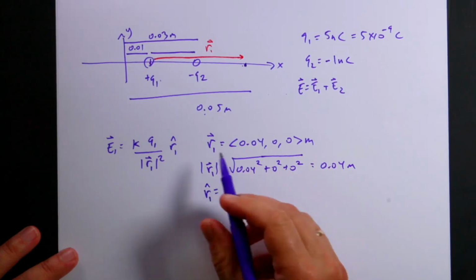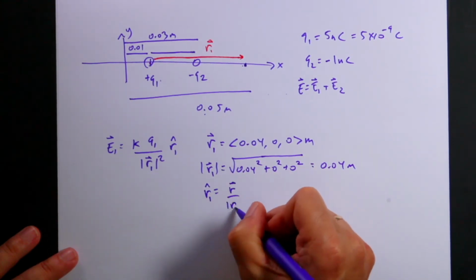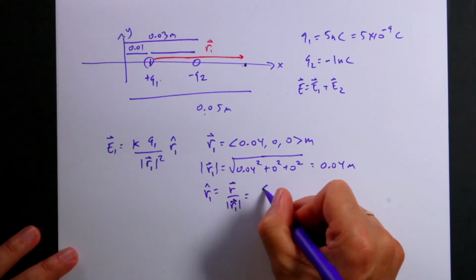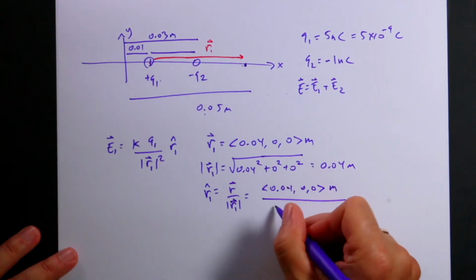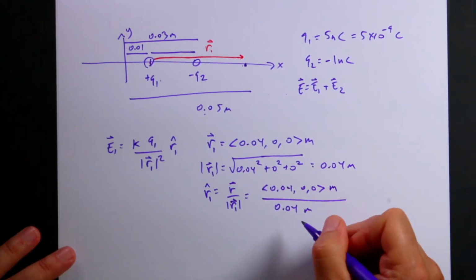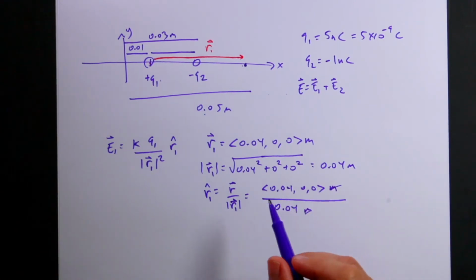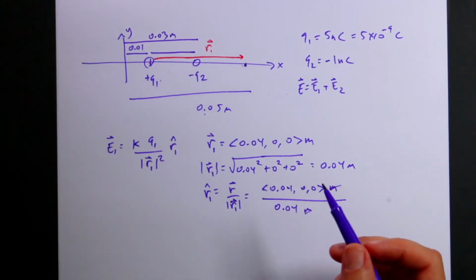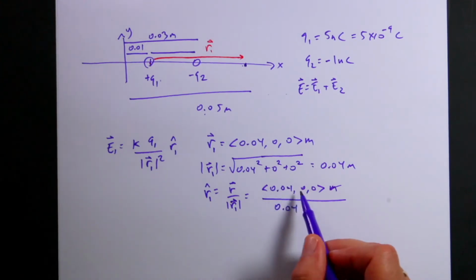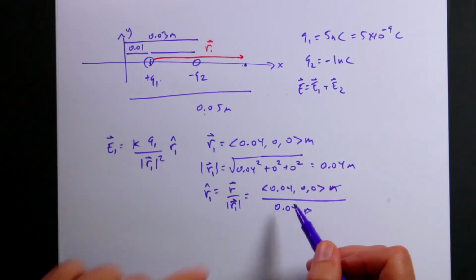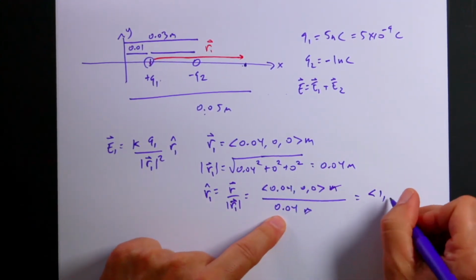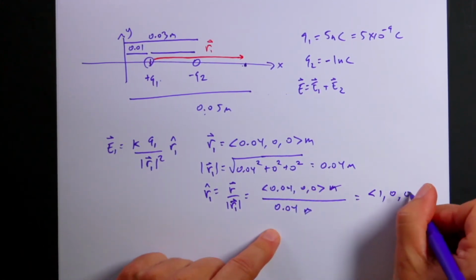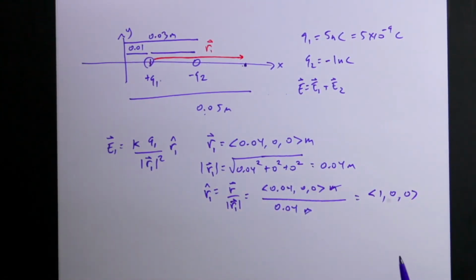R1 hat is going to be equal to the vector R divided by the magnitude of R1. So it's going to be 0.04, 0, 0 meters divided by 0.04 meters. The units cancel, and this is a scalar division, which is the same as scalar multiplication. So I need to multiply each term in my vector by 1 over 0.04. So I get 0.04 over 0.04, which is 1, 0 divided by 0.04 is 0, and 0 divided by 0.04 is 0. And that's my unit vector, which we knew was in the x direction, so we didn't really have to do that.